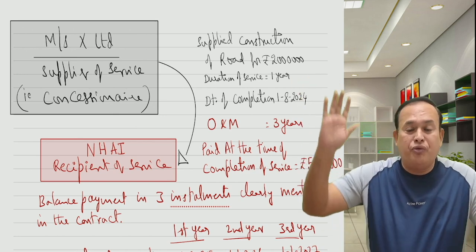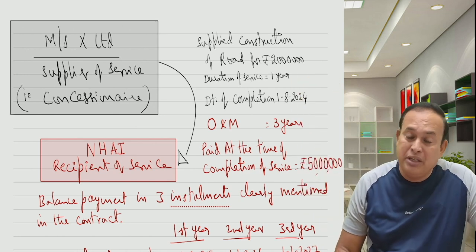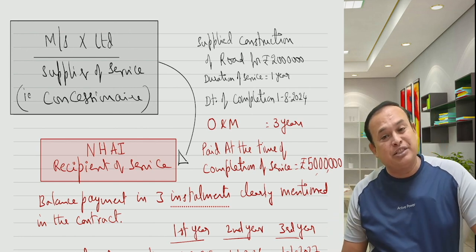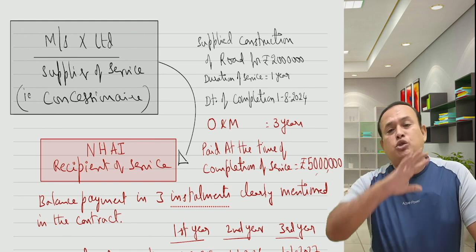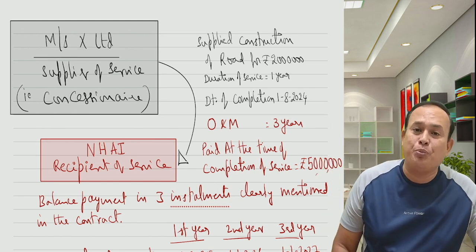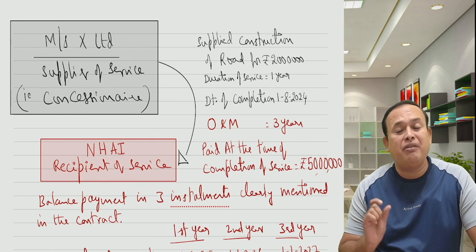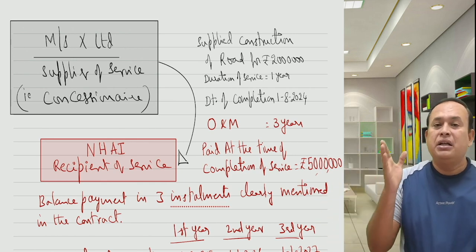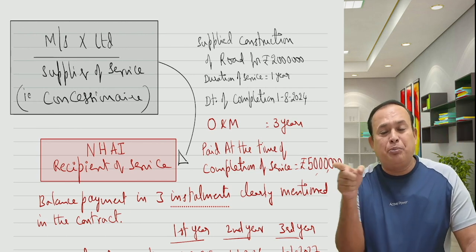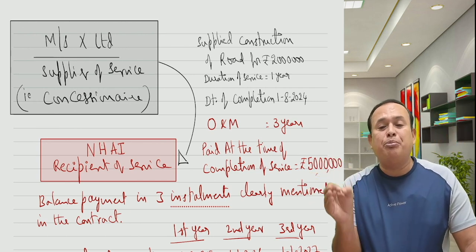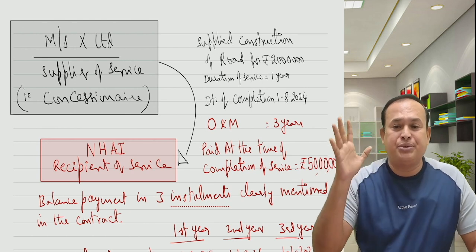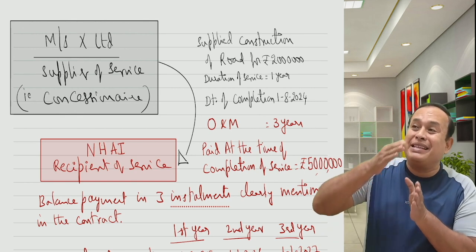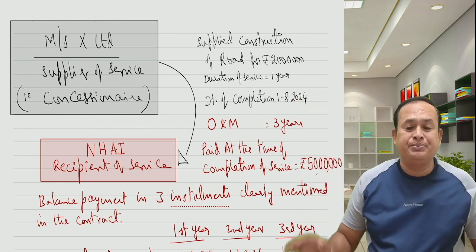After completion of the road, after taking the 1 year time, they are also going to take care of O&M, operations and management, for a period of 3 years. So the total consideration agreed to be paid by NHAI, National Highway Authority of India, being the recipient, to X Limited is 2 crores. They said, X Limited, when you complete that particular project, road construction, I will pay to you 50 lakhs of rupees. The balance 1 crore 50 lakhs, I will pay in 3 equal installments in 3 years.